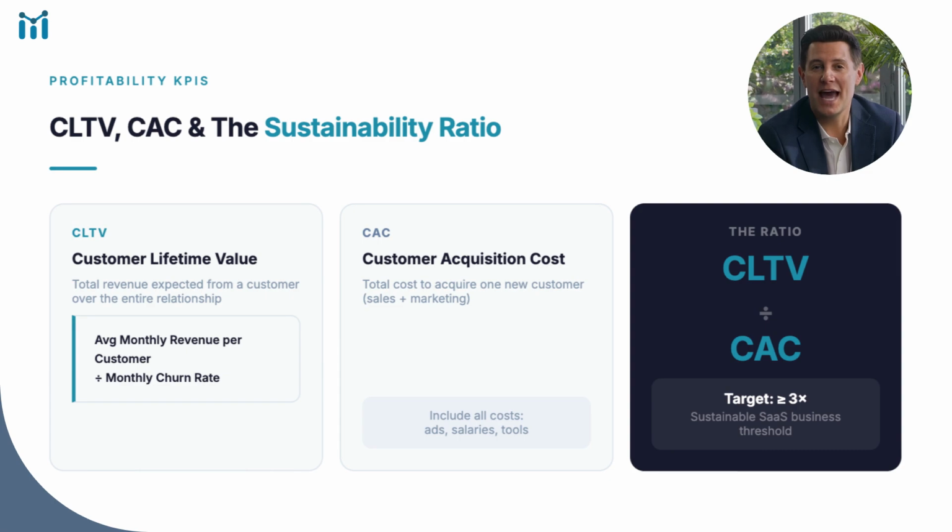Finally, by combining MRR with acquisition costs, you can see if your growth is actually profitable. Customer lifetime value, or CLTV, is an estimate of the total revenue a company expects to earn from an average customer throughout the entire relationship. It is calculated by dividing average monthly revenue per customer by your monthly churn rate. The CLTV to CAC ratio compares the value of a customer to the cost of acquiring them. For a sustainable SaaS business, CLTV should be at least 3 times higher than CAC.